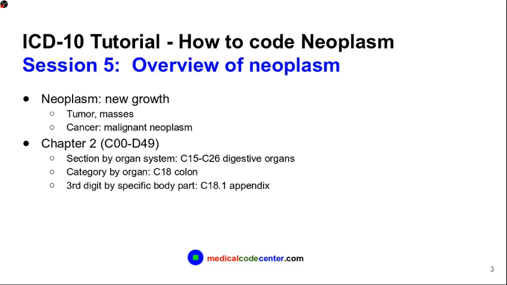The word neoplasm means new growth. So the synonym is tumor masses. The word cancer means malignant neoplasm. All neoplasm codes are in Chapter 2. The code range is from C00 to D49.